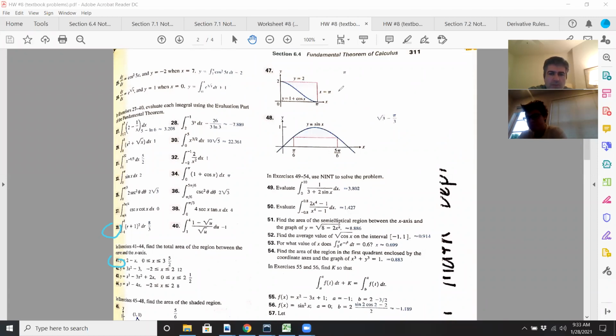So I would actually do this first. I would expand that to make it r squared plus 2r plus 1 dr. And the antiderivative, remember, you're going to add 1 to the exponent and divide by the new exponent. So I'm going to do r cubed over 3 plus 2r squared over 2 plus r. Don't worry about the plus c because it can cancel anyway. And you're going to plug in -1 and 1.